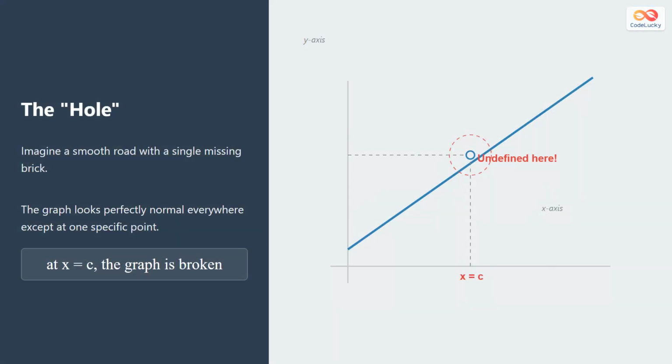Let's zoom in on that hole. Imagine a perfectly paved road with just one brick missing. The road approaches that spot from the left, and it continues from that exact spot on the right. The path itself is predictable. The only problem is at that specific x value. Let's call it c. The graph is broken precisely at c.